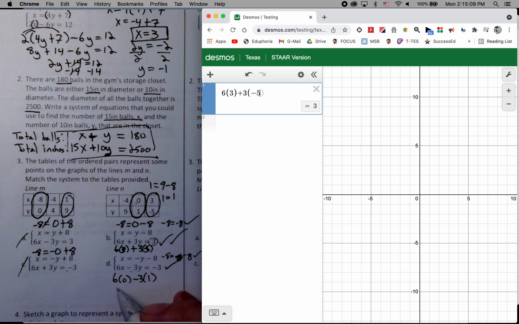All right, so I'm going to try this one. 6 parentheses 3 minus 3 parentheses negative 5. Now I'm going to change this back. So I'll say 6 parentheses 3 close parentheses minus 3 parentheses negative 5. Oh, that gave me negative 33. That does not equal 3. Not even close. So it has to be B. Sometimes you've got to plug in more than one point. But I did find one that fails, so that one fails.